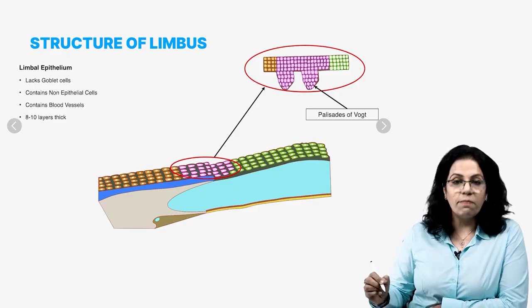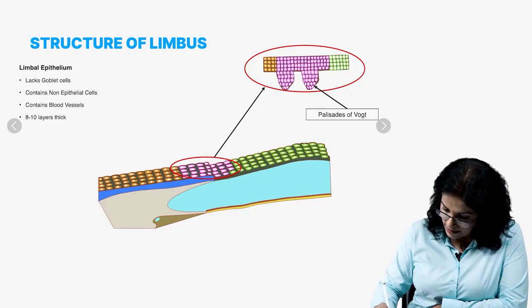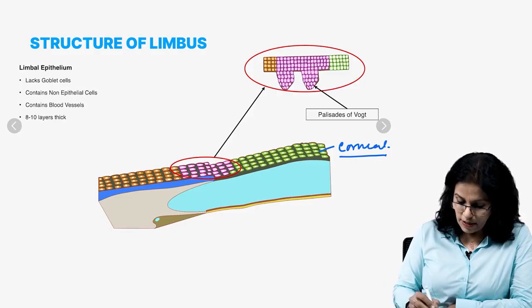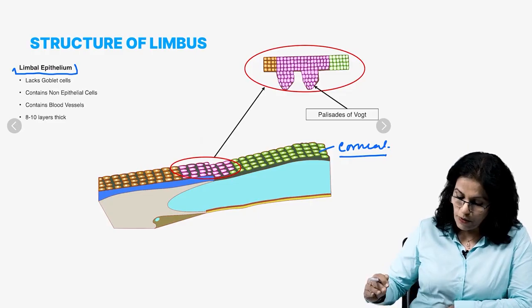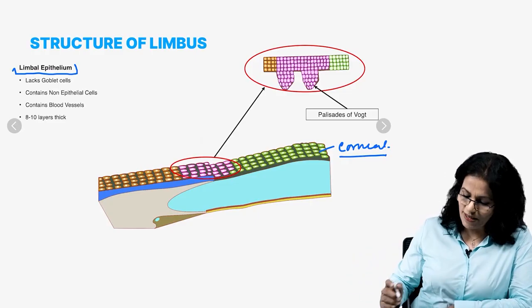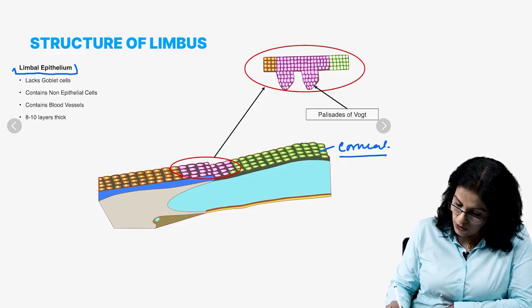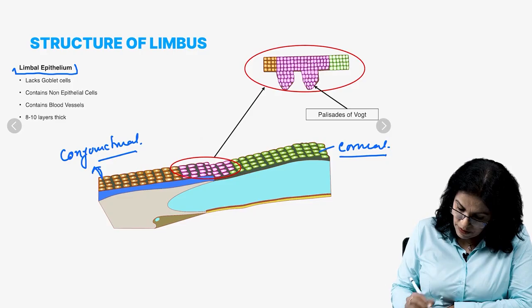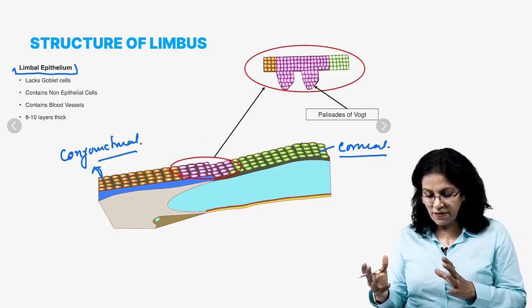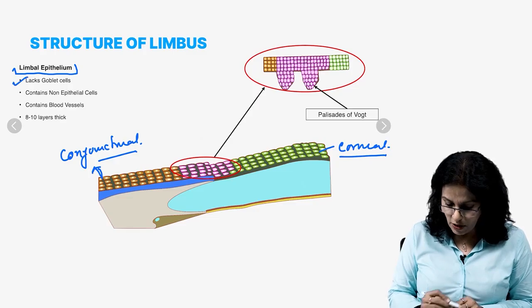Can you see this? The green part is the corneal side, okay? So if this is the corneal epithelium, we are talking about the epithelium of the limbus. If we discuss the limbal epithelium first, we are discussing how this transition is taking place. Corneal epithelium slowly, this is the limbal part, and this becomes your conjunctival epithelium. So what is the difference? What is so special about the limbal epithelium? Of course, what is different from conjunctival epithelium is that it lacks goblet cells.